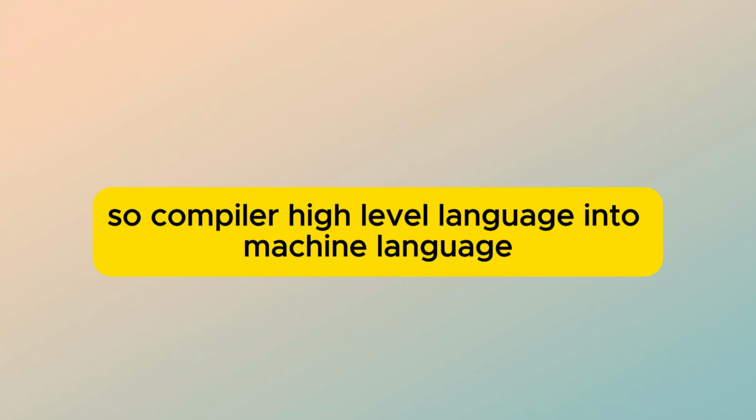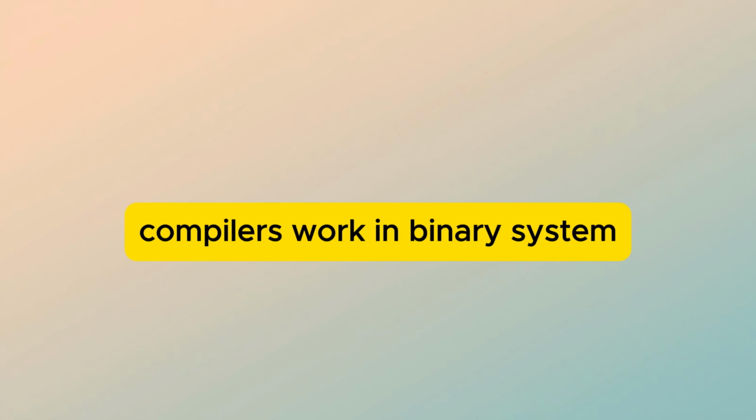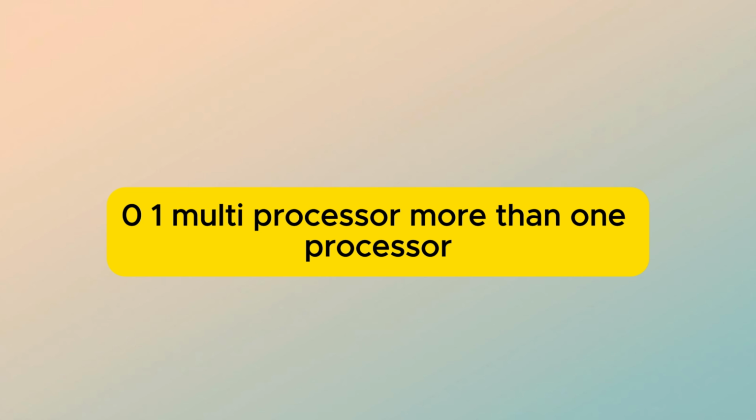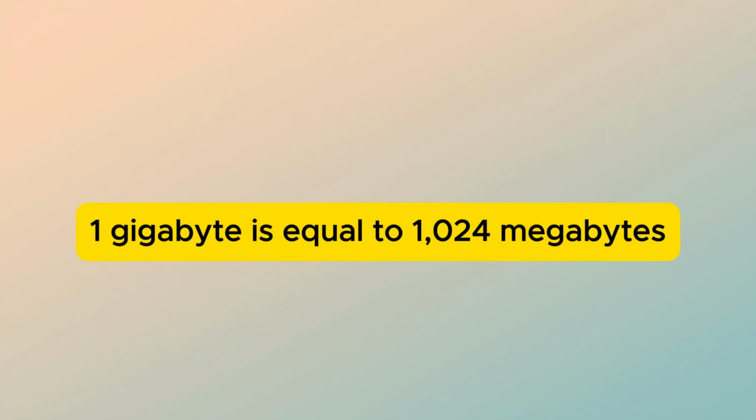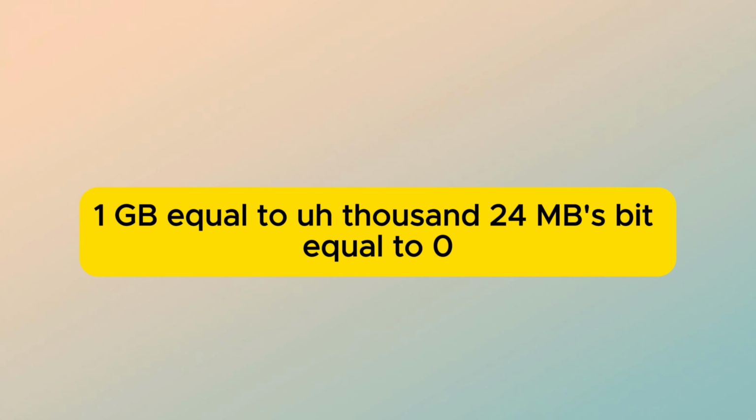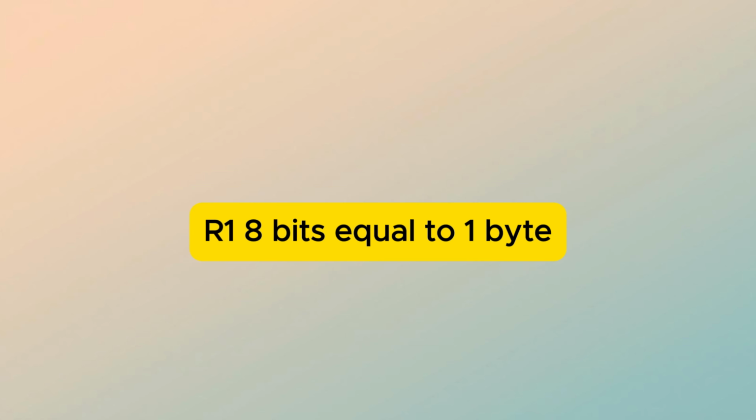A compiler converts a high-level language into machine language. Computers work in the binary system, 0 and 1. A multiprocessor has more than one processor. 1 gigabyte is equal to 1024 megabytes. A bit is equal to 0 or 1.